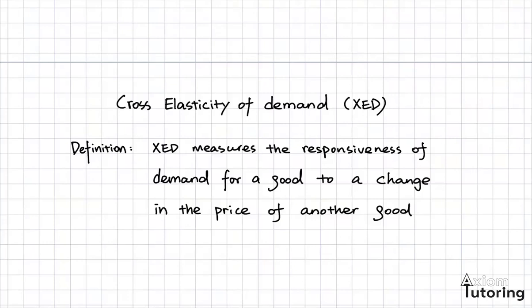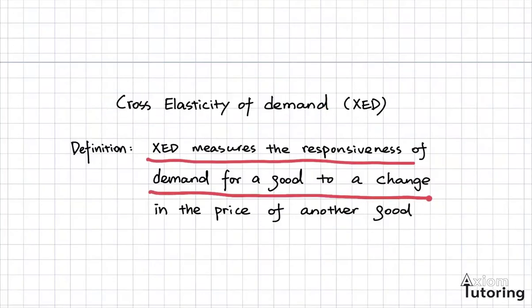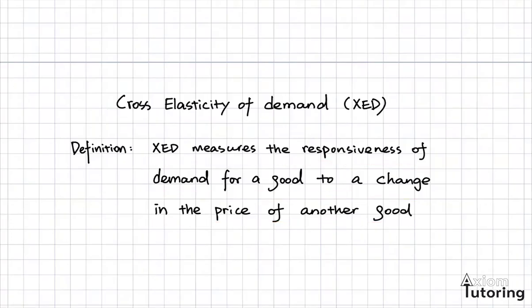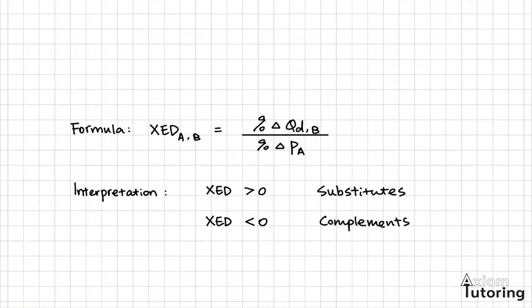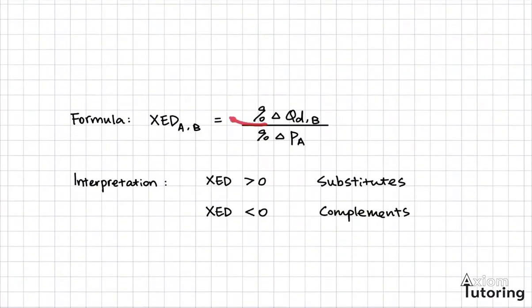Let's move on to XED, or cross-elasticity of demand. XED measures how the quantity demanded of one good responds to a change in the price of another related good. The related good could be a substitute or a complement. The formula of XED is simply the percentage change in quantity demanded of good B divided by the percentage change in the price of good A.